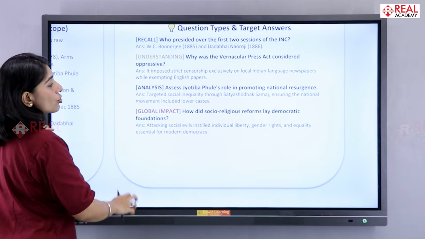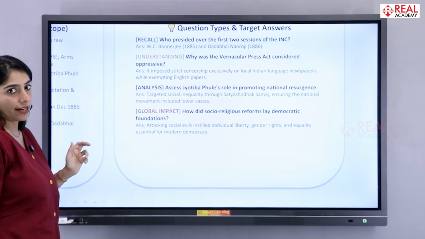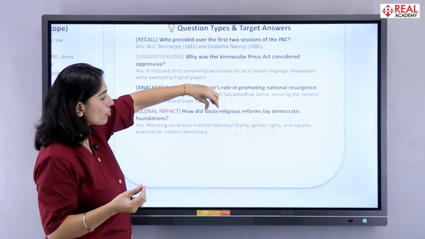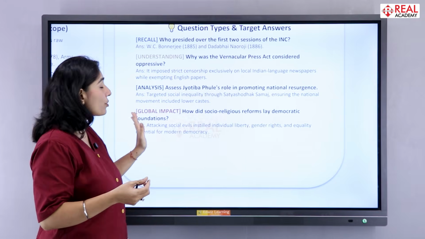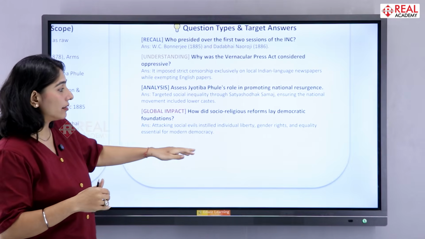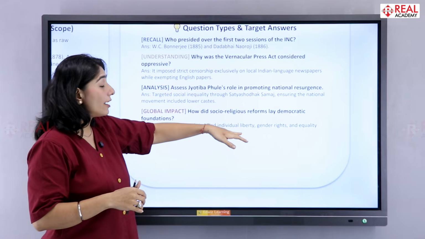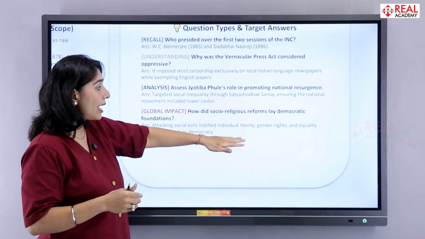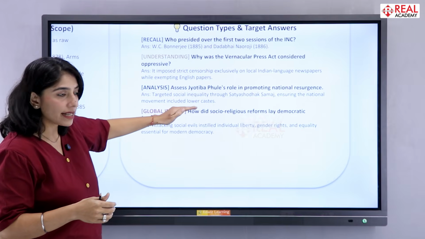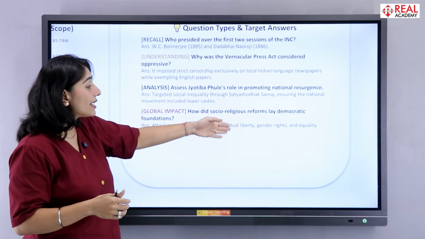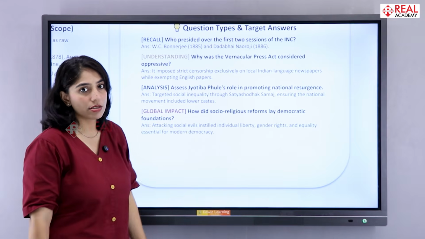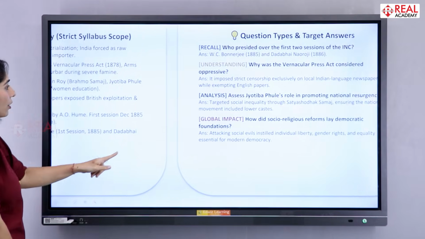Next, how did socio-religious reform lay a democratic foundation? So you can talk about how a topic of social religion can come up with democratic foundations. Because the society lacked gender equality, it lacked the thoughts of liberty, and it lacked equality. So based on the above society, we conclude that individual liberty, gender rights and equality were essential for the modern democracy. All right.